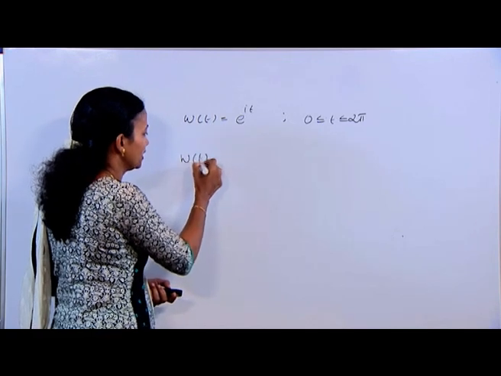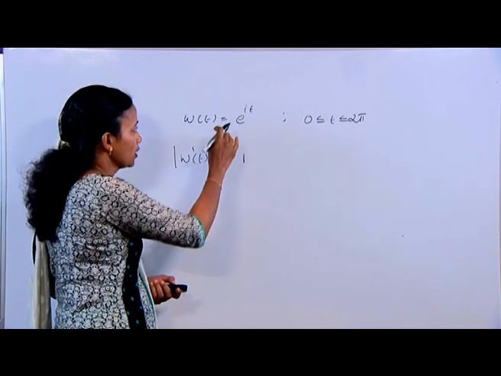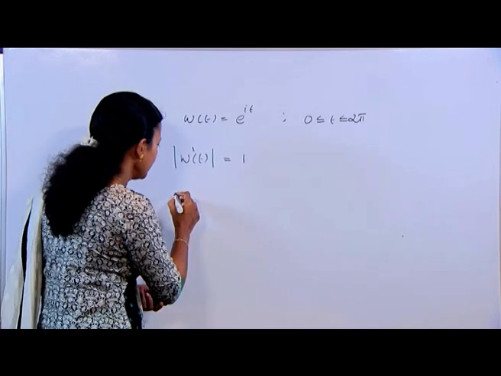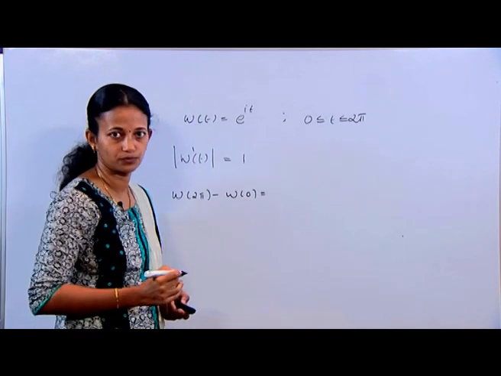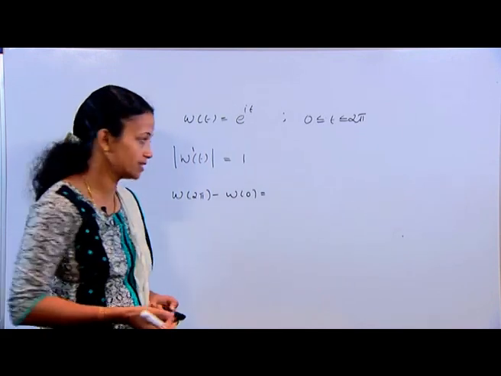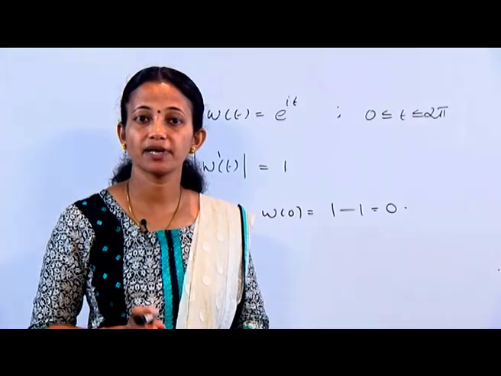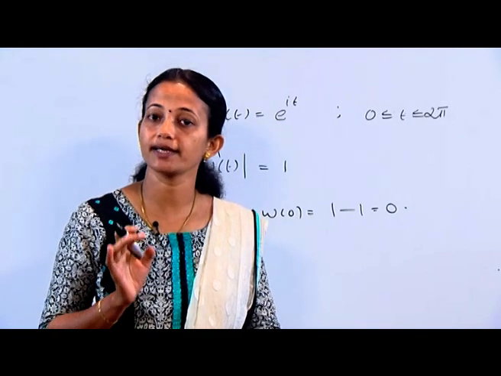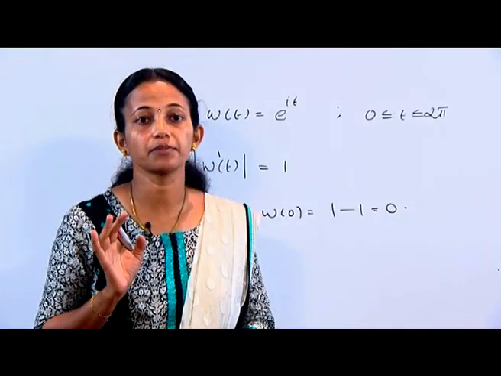mod w dash of t is equal to 1, that is mod i e raised to i t, while w(2 pi) minus w(0) is equal to e raised to i 2 pi minus e raised to 0, that is again 1 minus 1, which is equal to 0. And hence, by taking b is equal to 2 pi, a is equal to 0, it is not possible to find a c satisfying our equation number 6, showing that the mean value theorem does not hold.